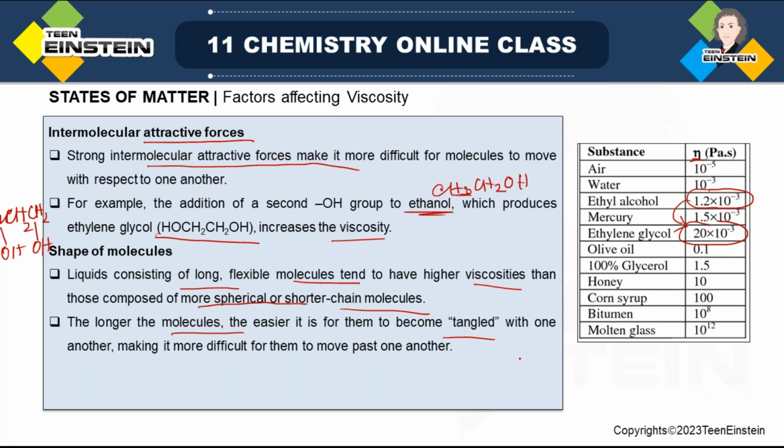So the chains can tangle with each other, so it will be more difficult. Now the resistance will be high. That is the reason, if you look at the values in the table, bitumen, which has a very large structure, its value is so high, 10 to the power 8.